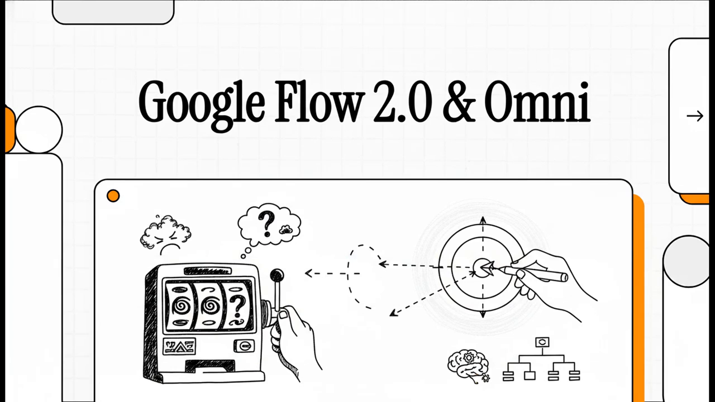For the past couple of years, AI video creation has felt, well, a bit like pulling the lever on a slot machine. You typed in a text prompt, crossed your fingers, and just kind of hoped the black box spit out something close to what you were imagining. But that era, it's officially over. Today, we're leaving that AI video slot machine behind and stepping into an era of absolute surgical precision. And it's all thanks to a massive paradigm shift from Google.